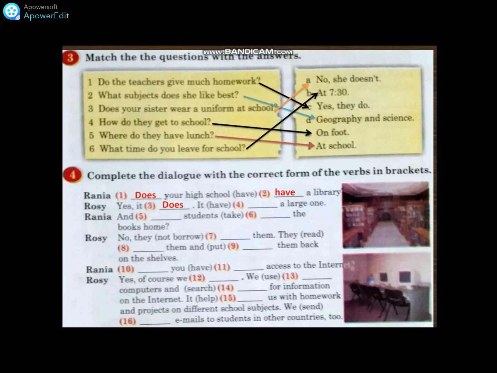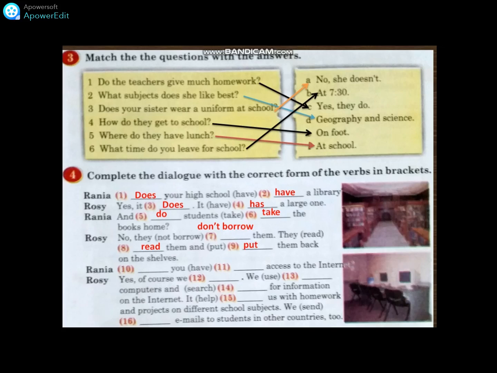Finish the sentence. It has a large one. Very good. And next one. And students take the books home. Here you have a question again, and the verb take. And students is plural. Do students take? Very good. No, they not borrow. So not borrow means that the sentence is negative. And you have they here, which means you are going to use they don't borrow them. And then put the verb in the correct form, the next one. They read them and put them back on the shelves. Very good.